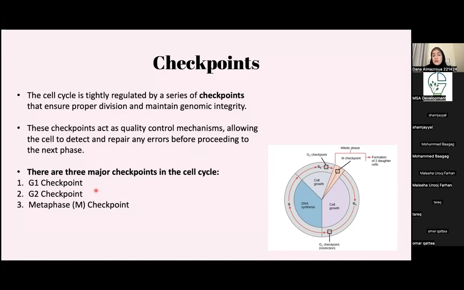And this protects us from a lot of diseases and a lot of syndromes that can arise from errors in DNA replication or cell division itself. And we have three major checkpoints in the cell cycle. There is a G1 checkpoint, G2 checkpoint, and metaphase checkpoint. Your lecture didn't go deeper, so just know the names and where the checkpoints fall into.